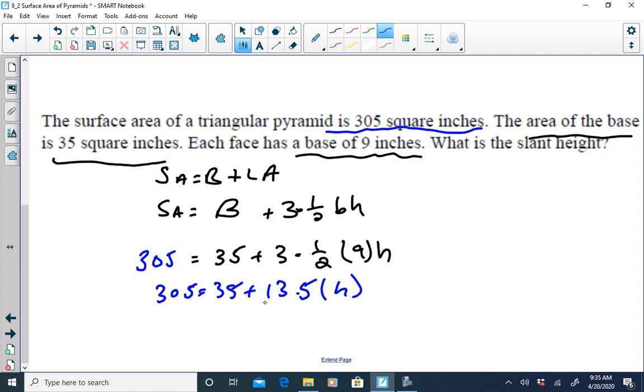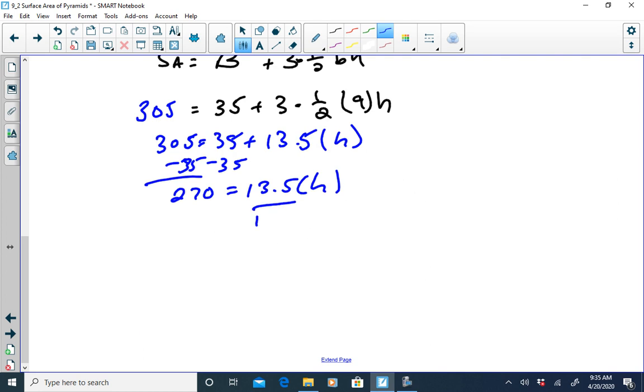Two-step equation here, guys. Multiplication and addition. We use the inverse operation. So we're going to subtract 35. Subtract 35. That's going to give us 270. It's going to be equal to 13.5 times H. And then we're going to divide both sides by 13.5. Divide by 13.5. They cancel. So we get 20 inches is equal to the height.